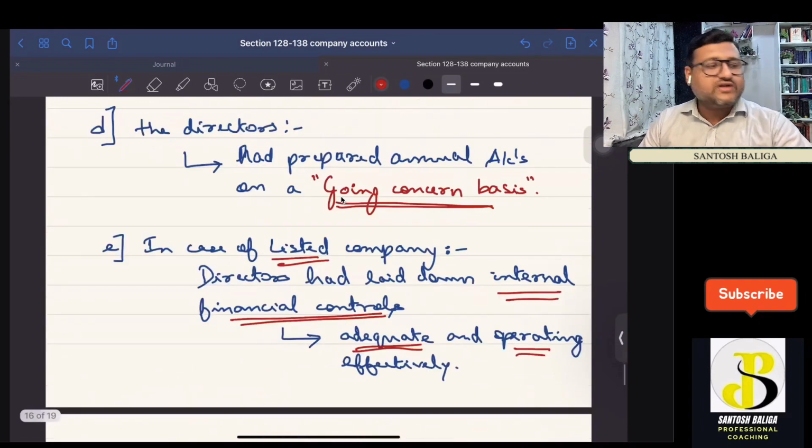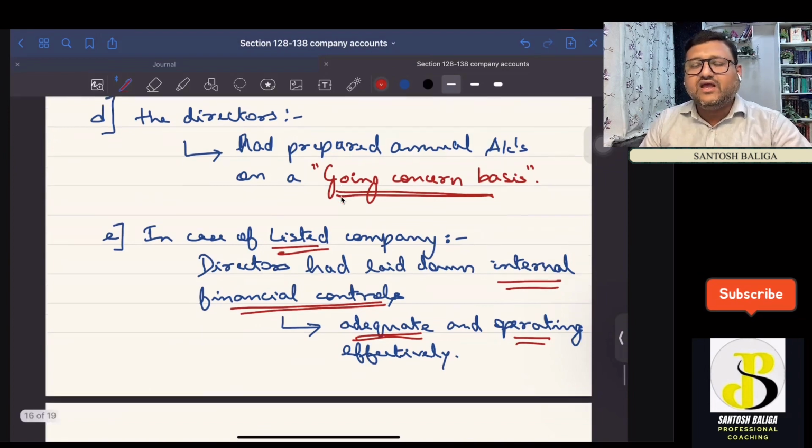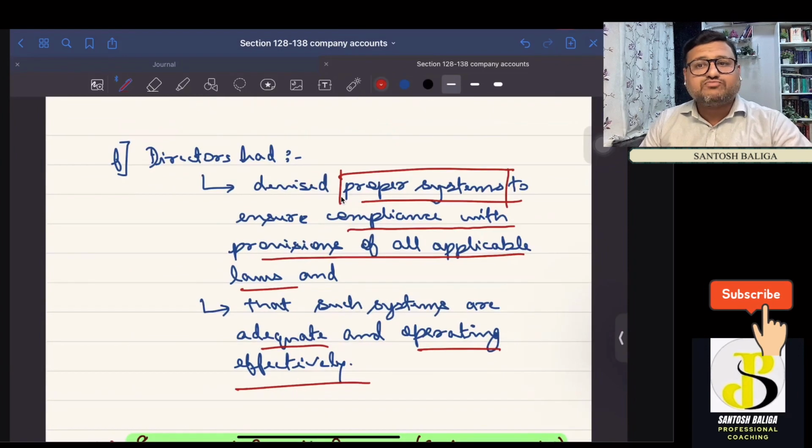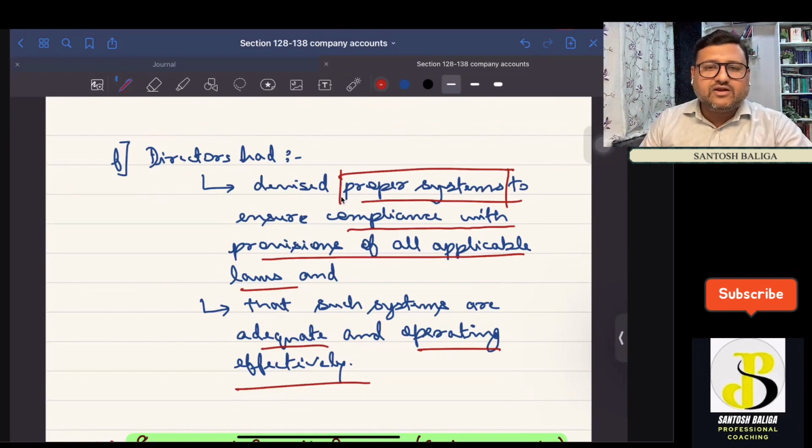Finally, the directors have also taken responsibility that the annual accounts have been prepared on the going concern basis, and if there is a company which is a listed company, the directors have laid down internal financial controls which are adequate and effectively operating. Finally, the last point says that the directors had devised proper systems to ensure compliance with provisions of all applicable laws and that such systems are adequate and operating effectively. So this covers the director's responsibility statement.